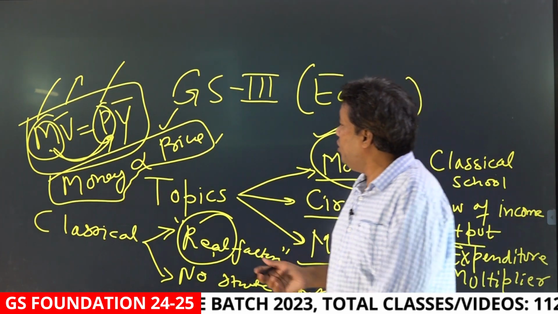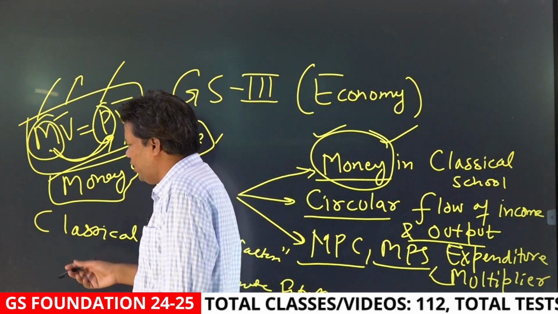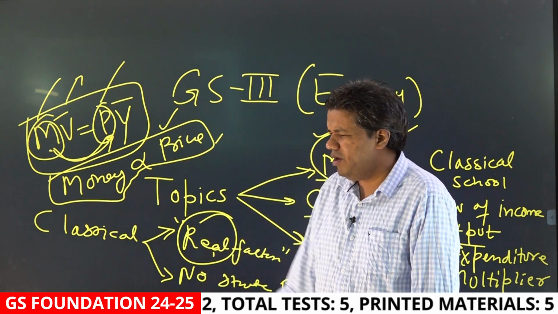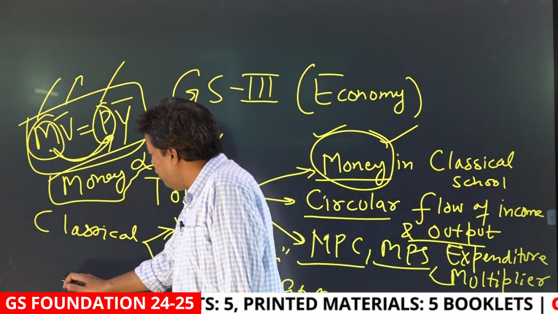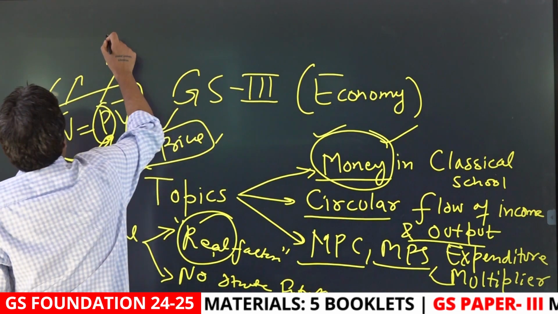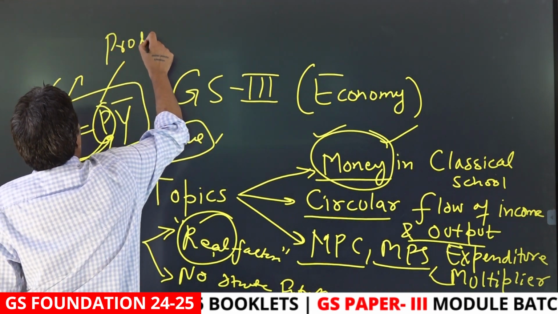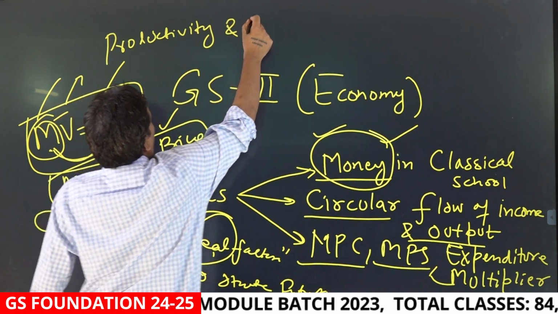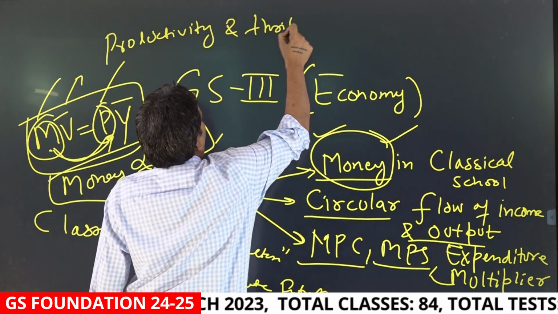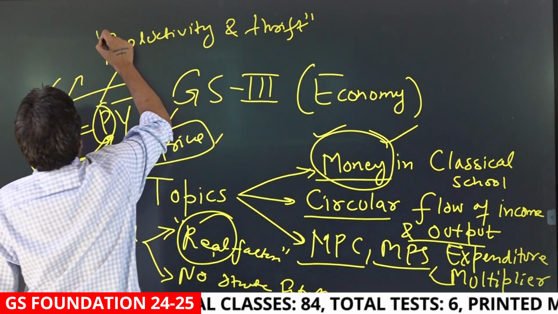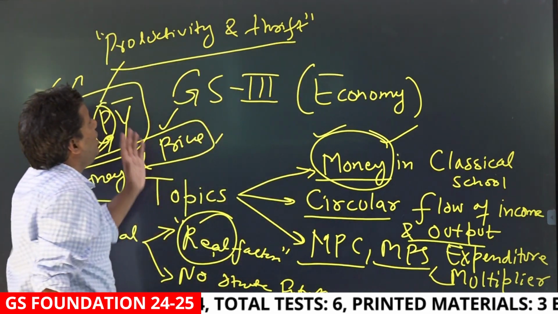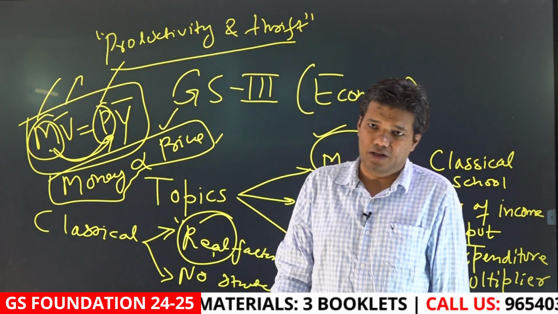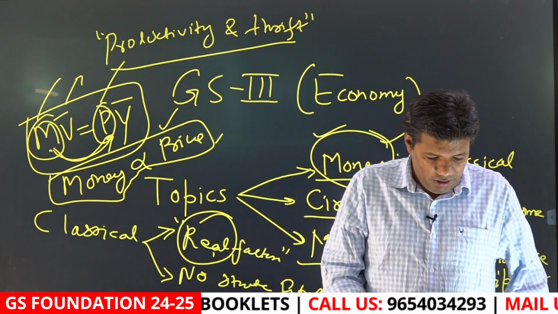In your notes, suppose you are writing in UPSC, or you have economics optional, or even in mains somewhere, try to use this phrase: productivity and thrift. Please note it in your notes: productivity and thrift determined the real factor as per the classical school. So this is one thing.